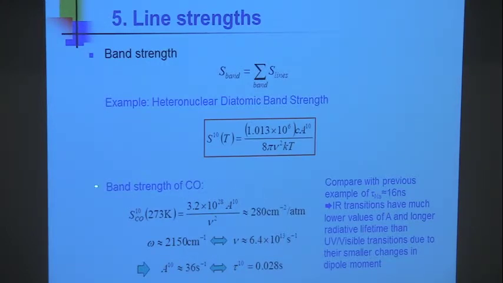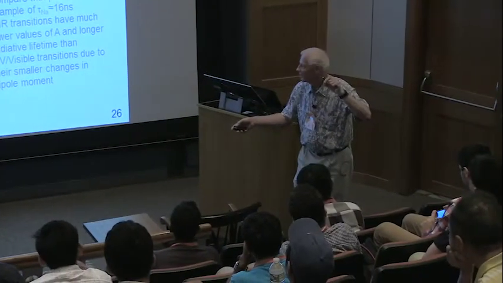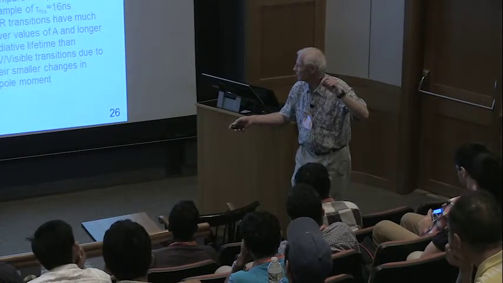Anyway, so there's a lot of stuff here. Oh, this is an interesting one. Let's look at the band strength of CO. Actually, one of my students did this around 1982. And we found that the sum of all the line strengths for CO was about 280. The interesting thing is to now convert this to the Einstein A coefficient. And you get a number like 36. And what that means is that the average lifetime is 28 milliseconds.